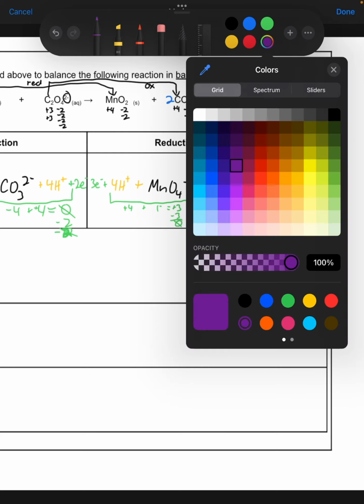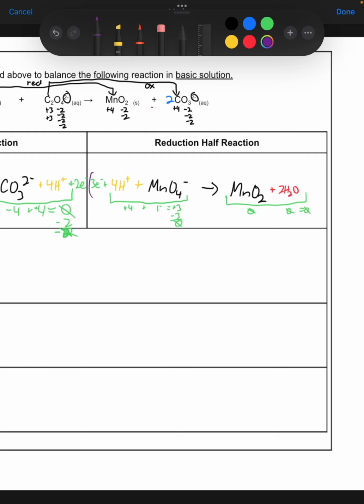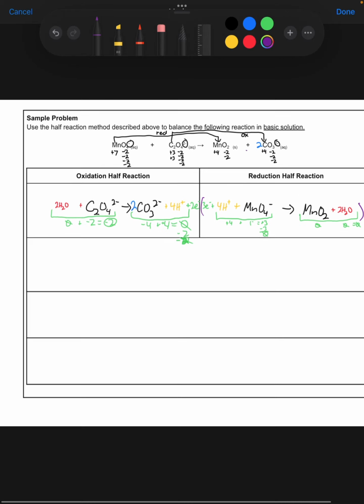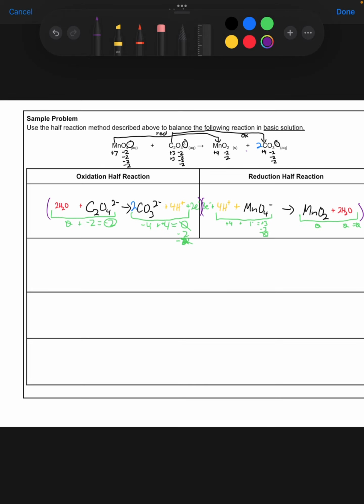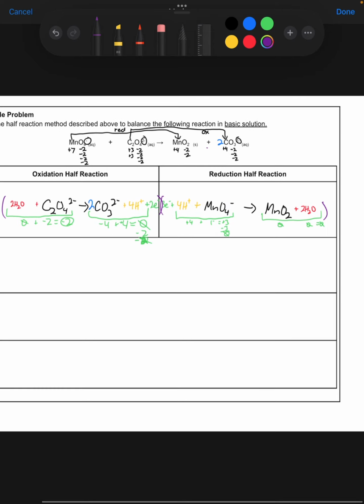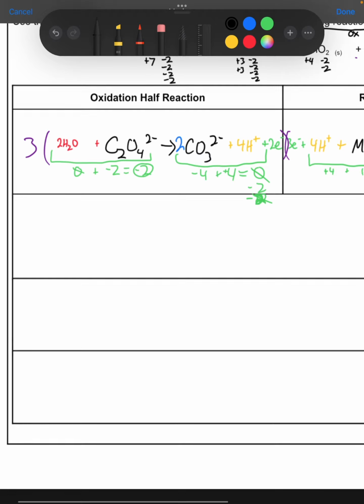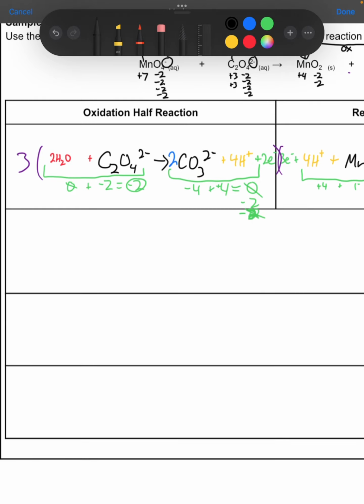Next step after that is going to be to multiply each half reaction by integers to make those electrons equal one another. So my oxidation half reaction is going to need to be multiplied by 3 to give me a total of 6 electrons moving around, whereas my reduction half reaction is going to need to be multiplied by 2 to make it 6 electrons moving around. Next step is going to be to rewrite every single thing factoring in those integers into what I am rewriting. So I'm going to go ahead and do that.